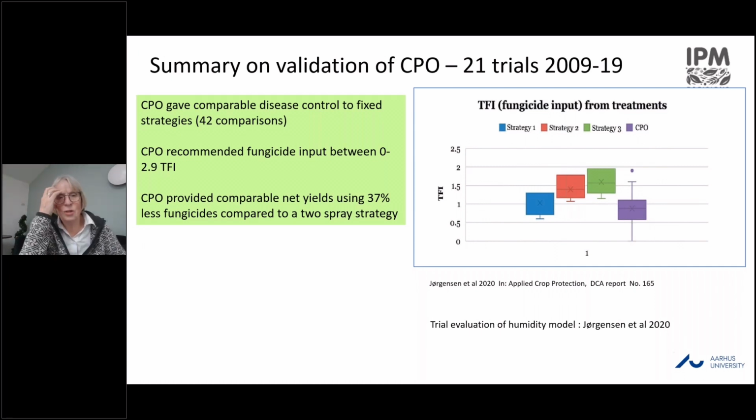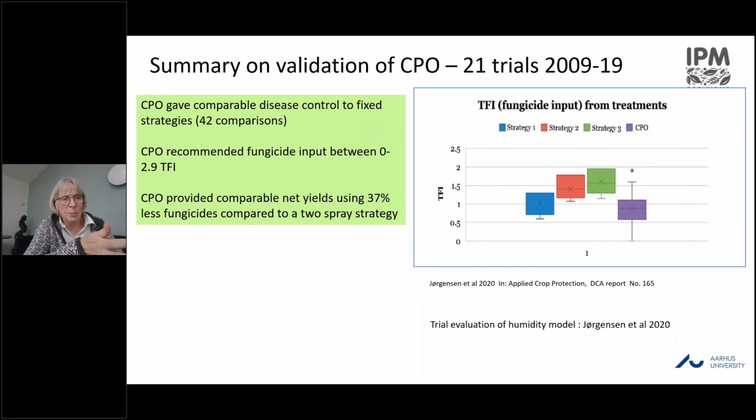This slide here shows that decision support systems can actually be a help. We have the system Crop Protection Online, where we have been validating it for many years in trials, both with very susceptible and less susceptible varieties. And when we look at the output, it's not that it gives better disease control or better yields.